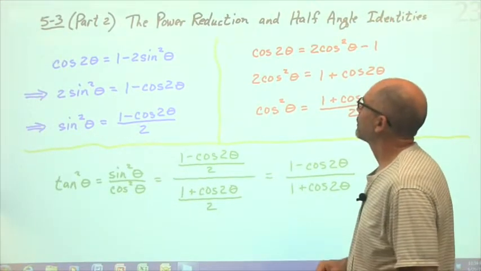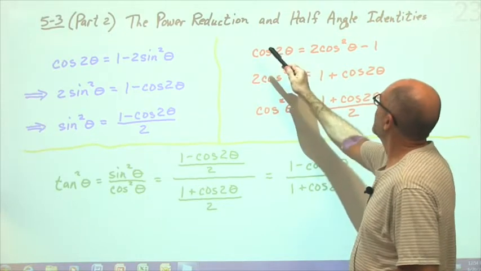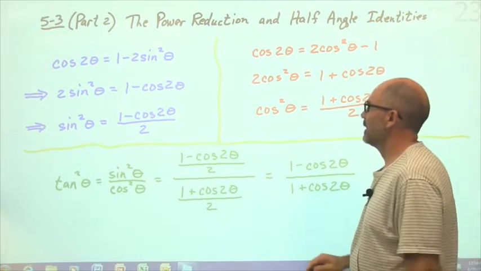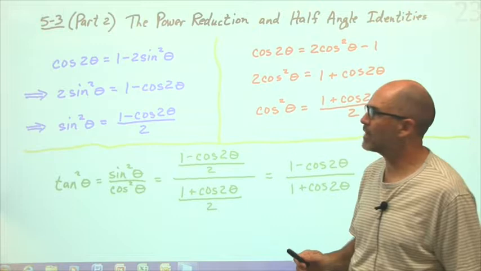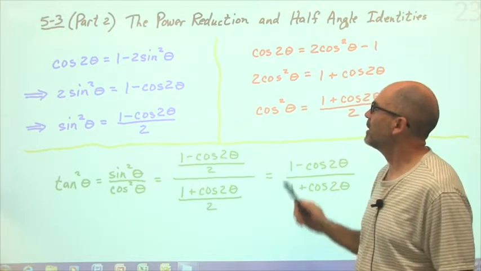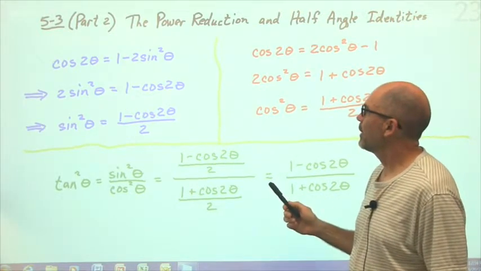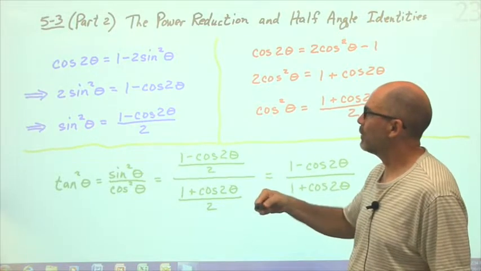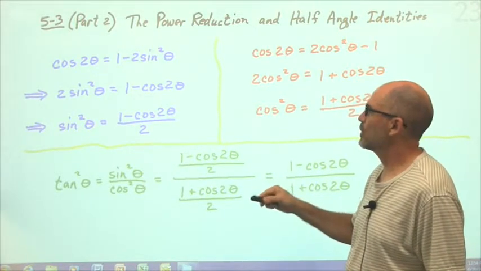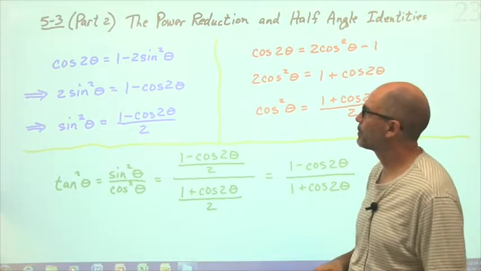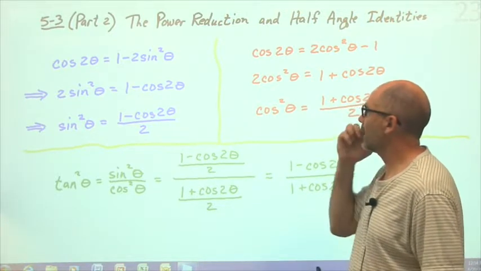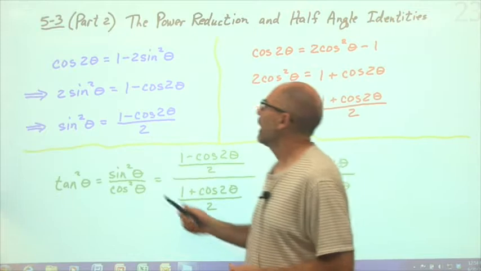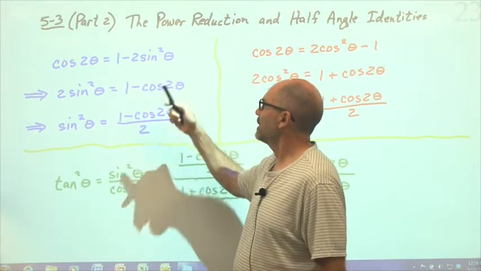All right, now, the power reduction and the half-angle identities. First, we're going to do the power reduction identities. And what this means is I'm reducing a squared trig term to a trig term to the first power. So the way I'm going to do that is I want to reduce sine squared.